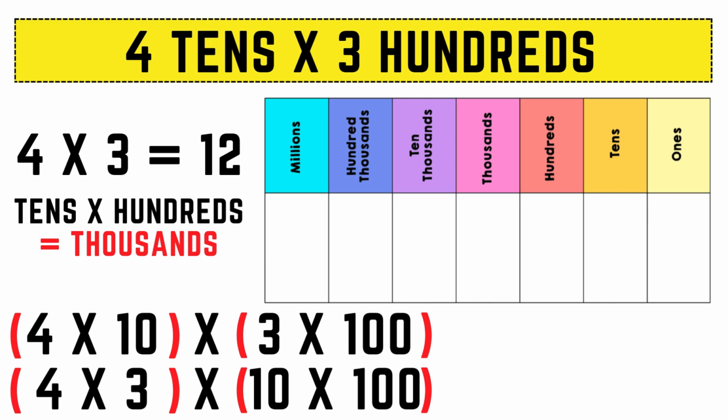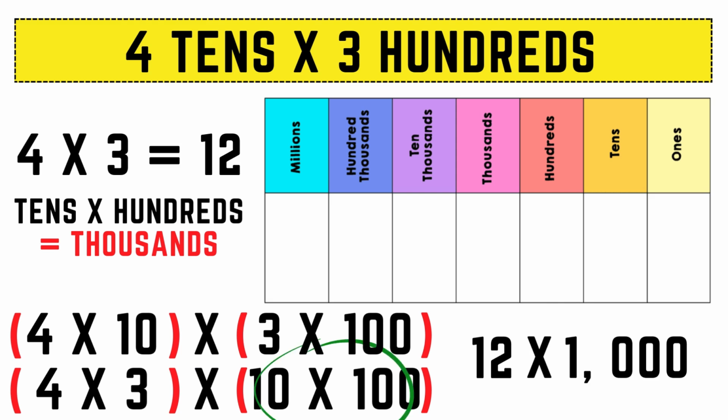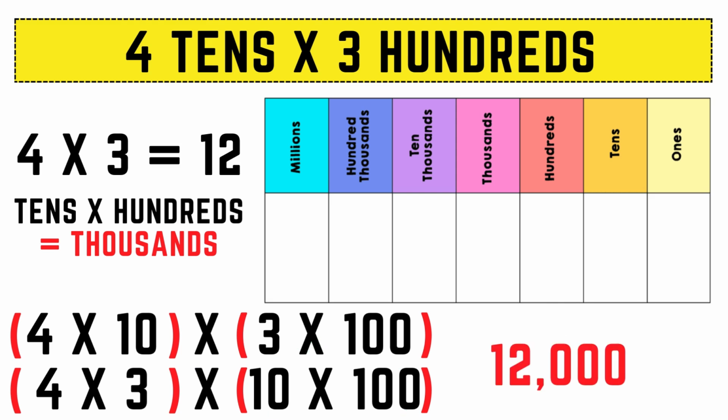So we have 4 times 3, we know, was equal to 12, times how much is 10 times 100? That will give us 1,000. Therefore, 12 times 1,000 will give us 12,000. Awesome. Now, let's try to put 12,000 in the thousands place.